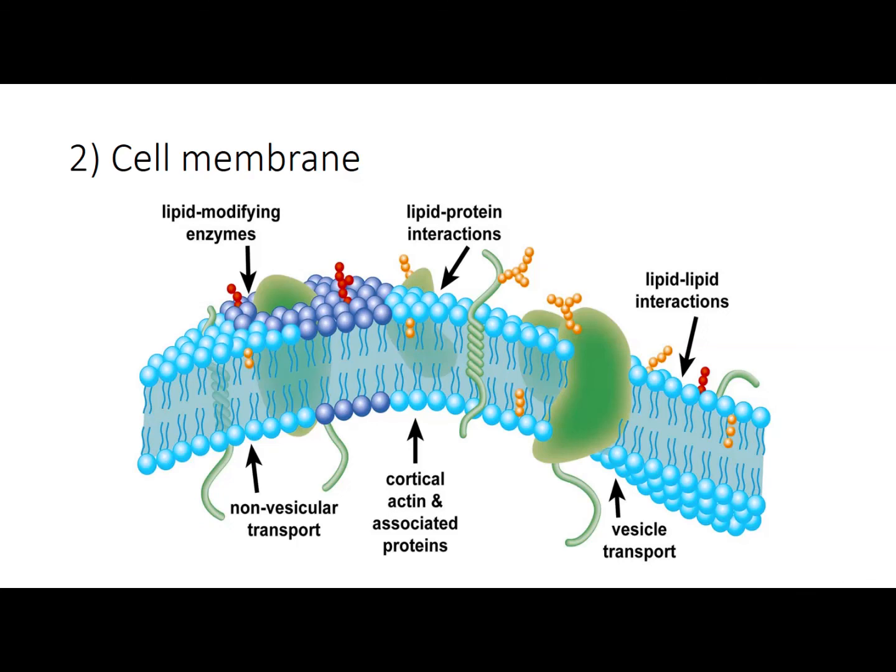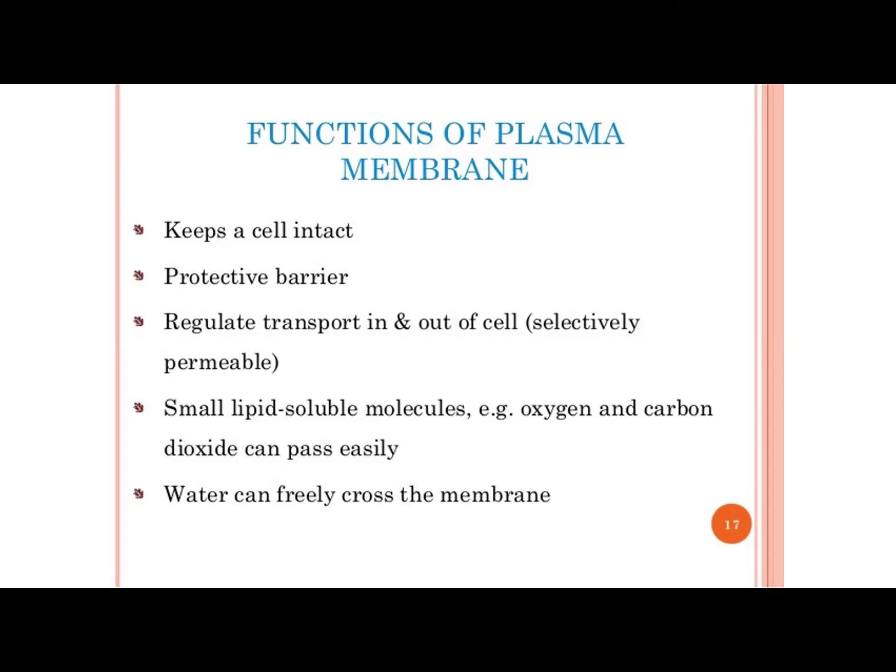The second picture is the cell membrane that comes after the cell wall. It is found in plant and animal cells both. The function of the cell membrane is that it keeps a cell intact, it protects it, it regulates the material. The cell membrane also helps oxygen and carbon dioxide to pass through it. And last, it helps the water to move freely across it.